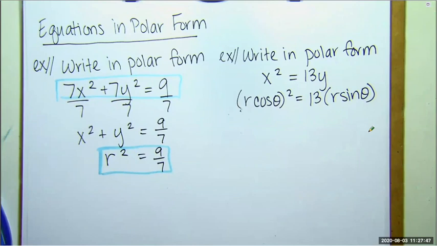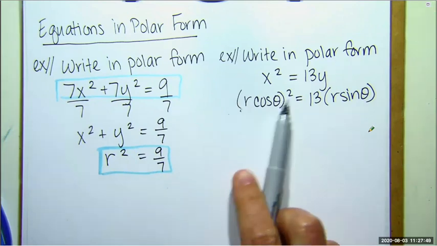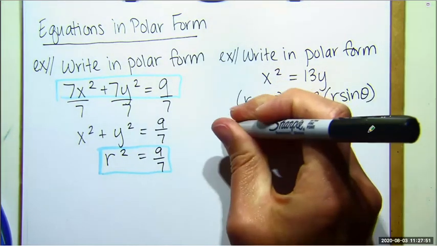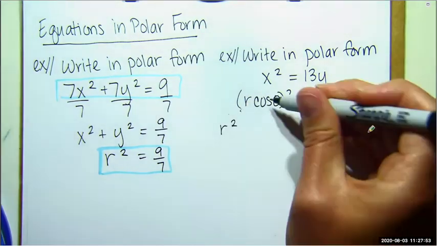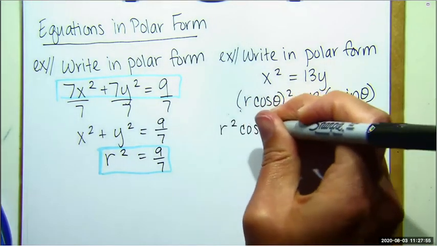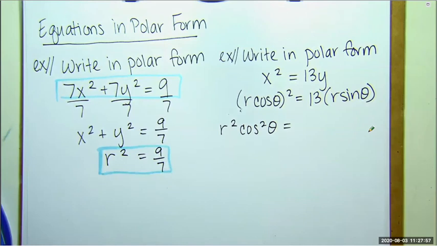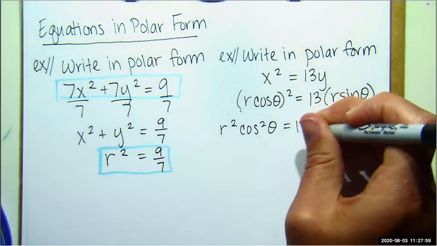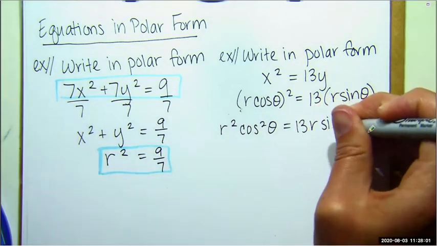We'll work this out a little bit. So r cosine of theta squared, square the r. So I'm going to write that as r squared. And then cosine of theta squared, we write as cosine squared of theta. Over here, I have 13 r sine of theta.